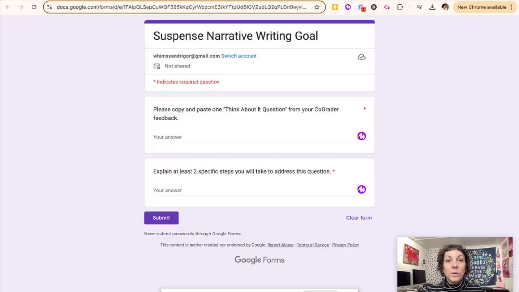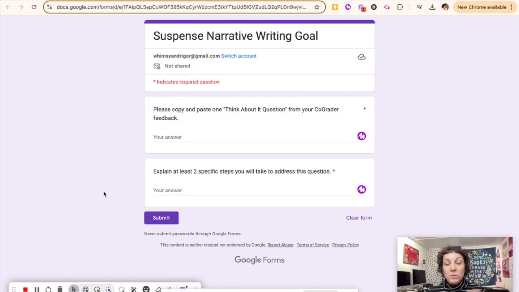I then have a Google form and it looks like this. It is called Suspense Narrative Writing Goal. Once they get their feedback from CoGrader, then I have them go into this Google form. They copy and paste one think about it question right here, so I know what the question is. Then down here, they will write 2 specific steps that they will take to address the question.